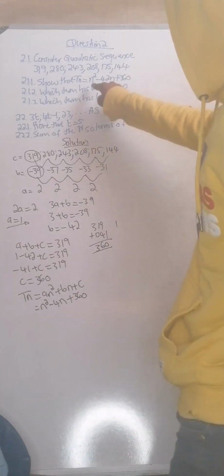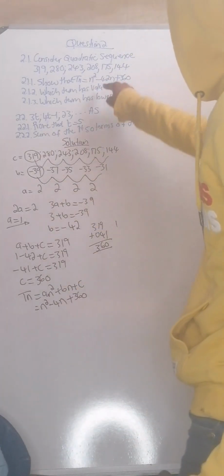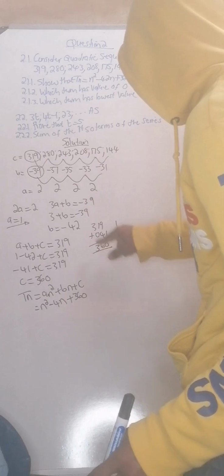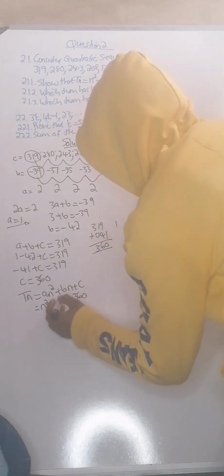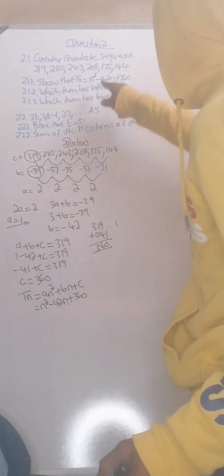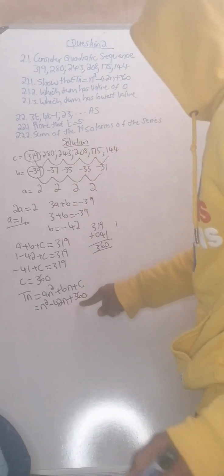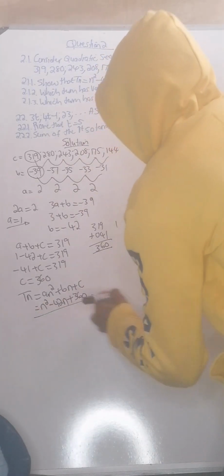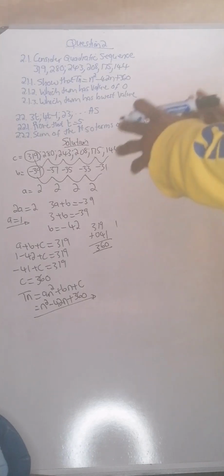Let's see if this is true. n squared minus 42n, there it is, plus 360. And you are done with this.